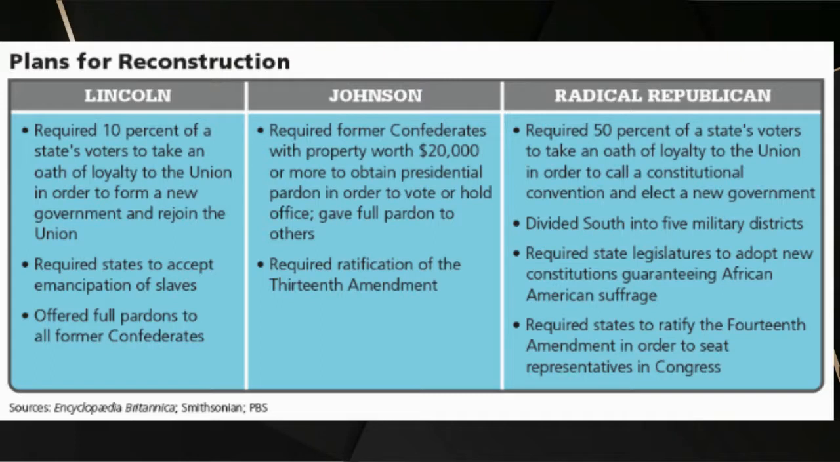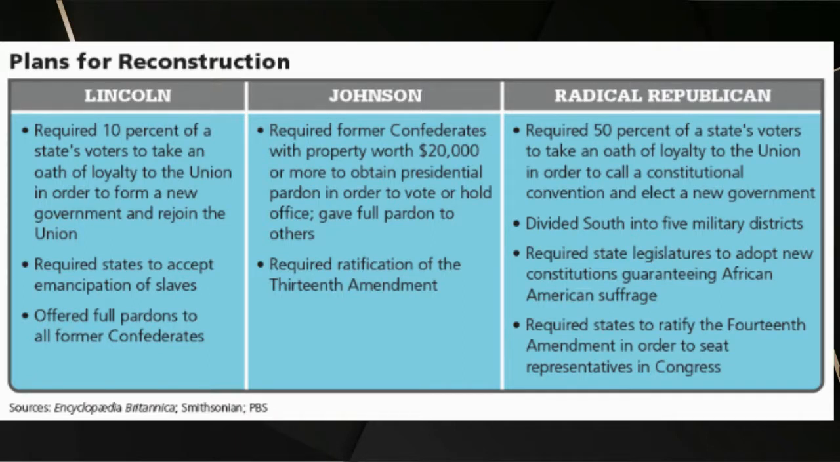But Lincoln's plan required 10% of the state's voters to take an oath of loyalty to the Union. Yes, the Union government is the government. They are not part of the Confederate States of America any longer. It also required states to accept emancipation of slaves, so slaves would have to be freed. And then there are opportunities for full pardons from former Confederates.